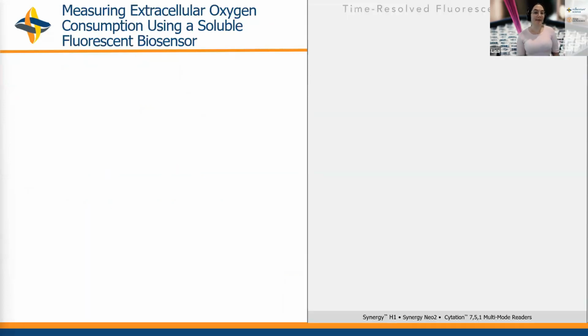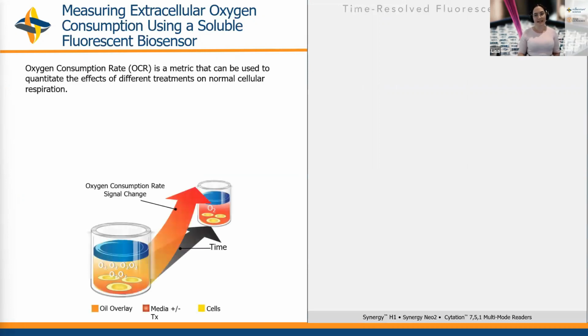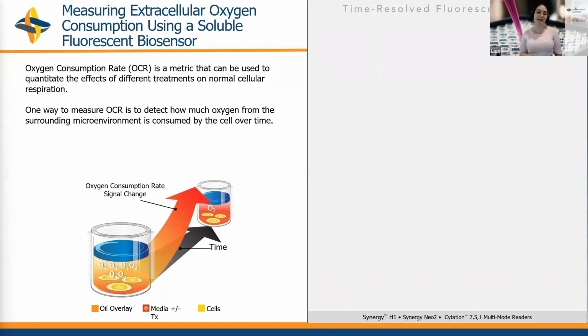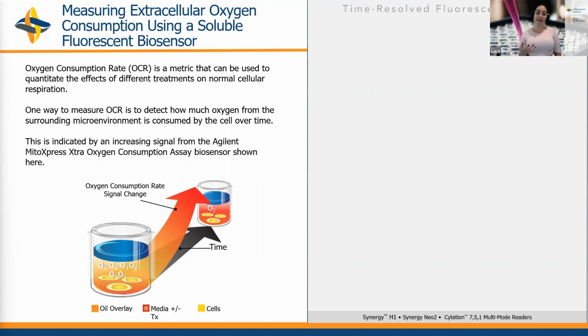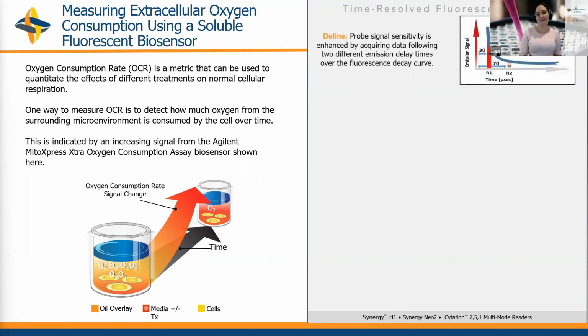I'm just highlighting an example of some time-resolved fluorescence assays that you can utilize to examine metabolism. So in this visual abstract here, we're looking at oxygen consumption, and this is a metric that you can use to determine the effects of treatments on your cellular respiration. And how this works is by detecting how much O2 in the cellular microenvironment is being expended over time. An example of one such assay is the Agilent MitoXpress Xtra Oxygen Consumption Assay. We have an illustration of the assay infographic just here.